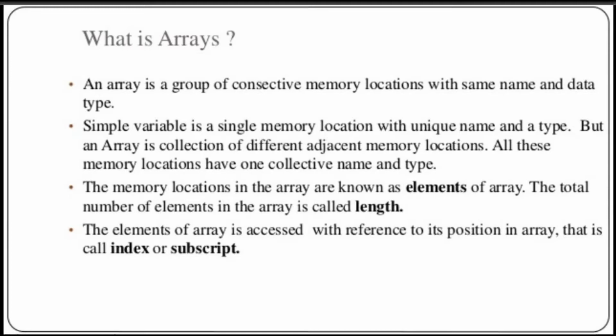An array is defined as a group of consecutive or adjacent memory locations with the same name and type that stores data. Each memory location is called an element of the array, and the total number of elements put together is called the length of the array. The element of the array is accessed with a reference position number called the index or the subscript, that we will see in our coming slides.